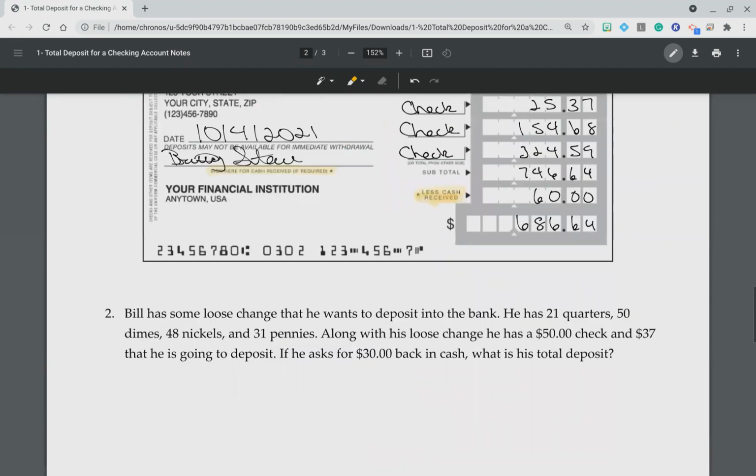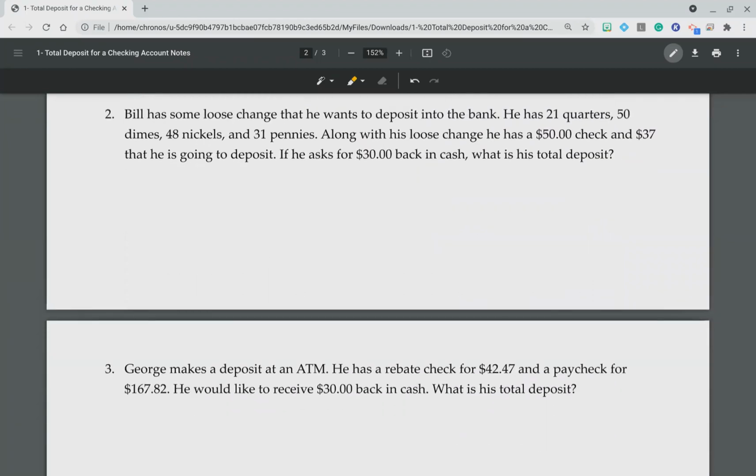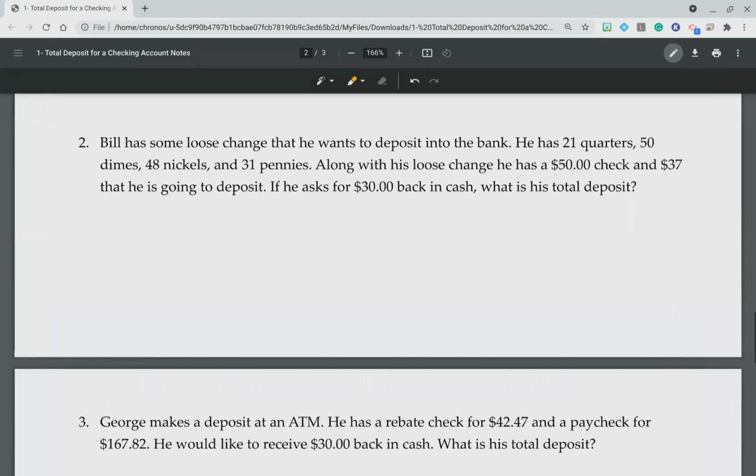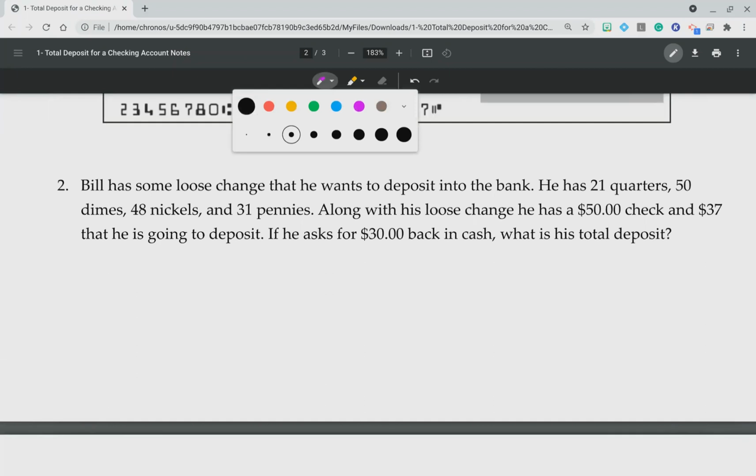Okay, look at another one. It says Bill has some loose change that he wants to deposit into the bank. He has 21 quarters, 50 dimes, 48 nickels, and 31 pennies. Along with his loose change, he has a $50 check and $37 that he's going to deposit. If he asks for $30 cash, what is the total deposit? All right, Bill, let's figure this out.